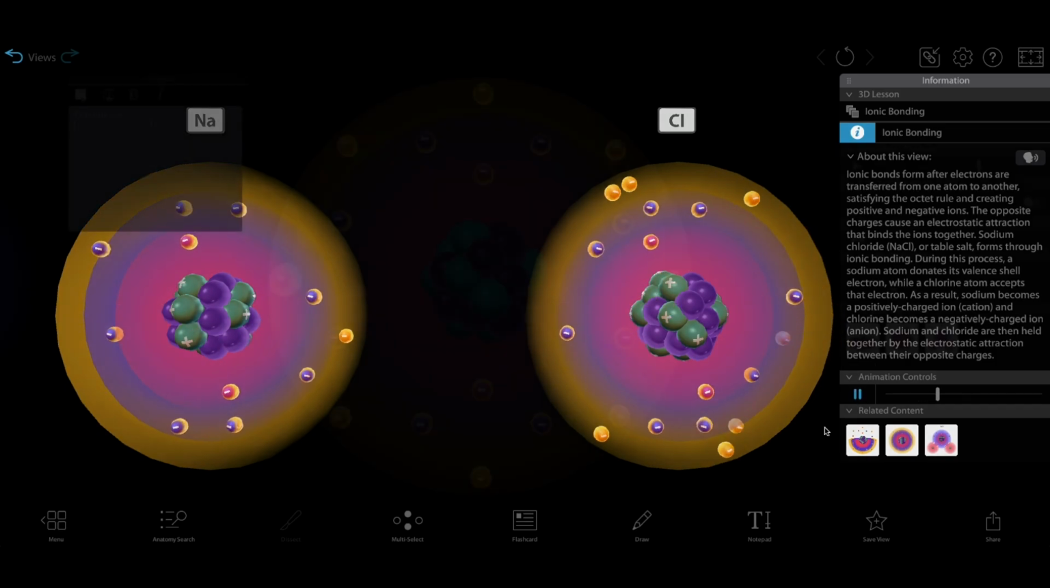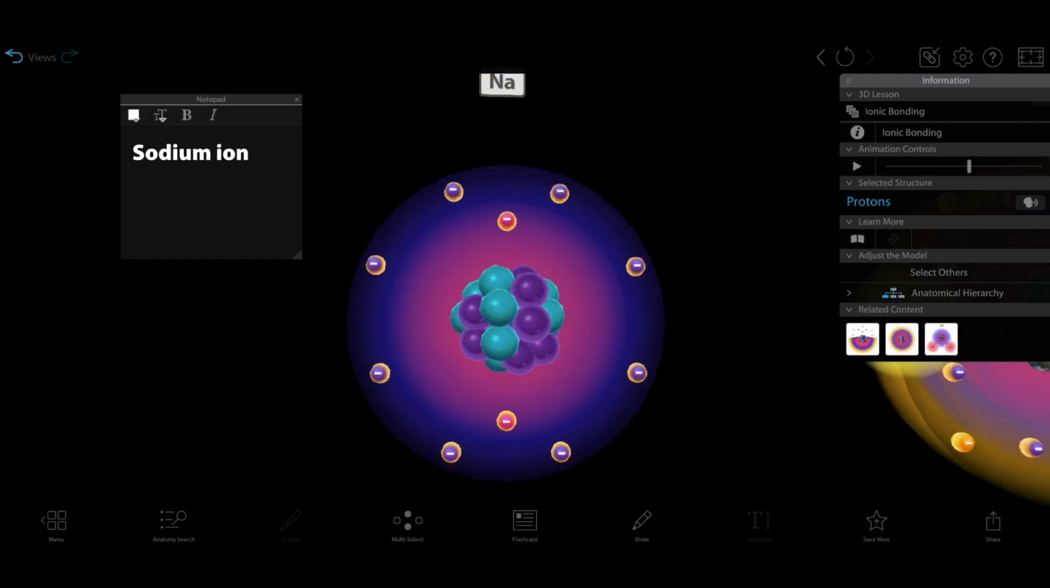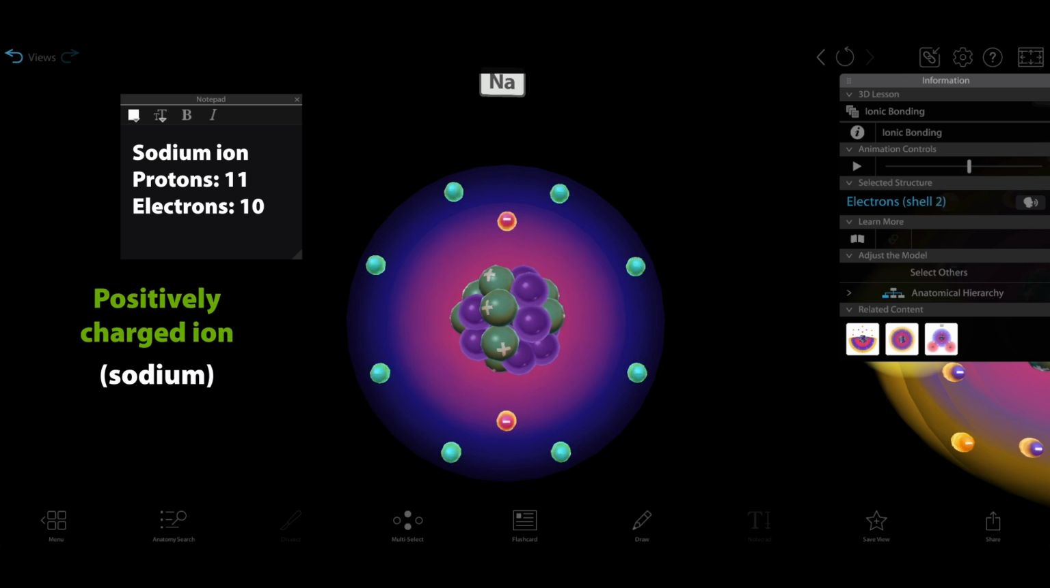If an atom has either more or fewer electrons than protons, it's called an ion. More electrons than protons means a negatively charged ion, or anion. Electrons are negatively charged, so having more of them means a negatively charged ion. Conversely, having fewer electrons than protons, or more protons than electrons if you want to think about it that way, means a positively charged ion, or cation.